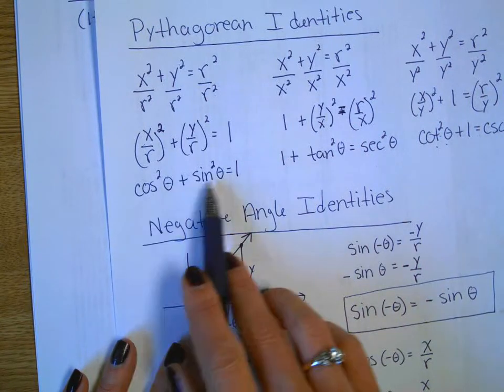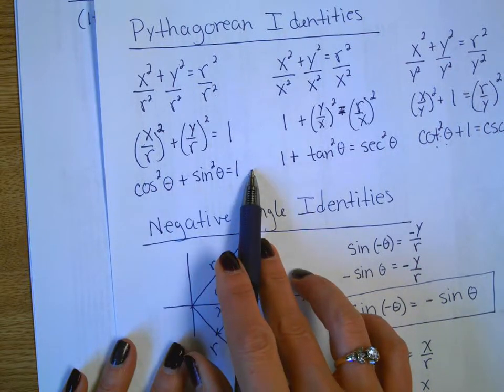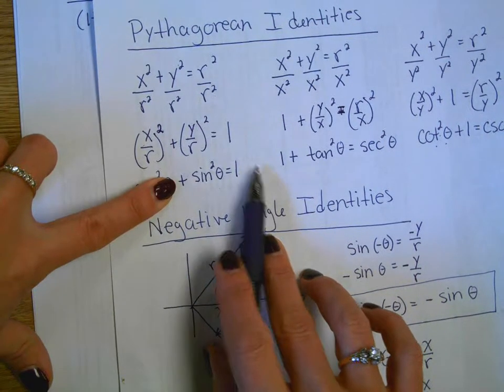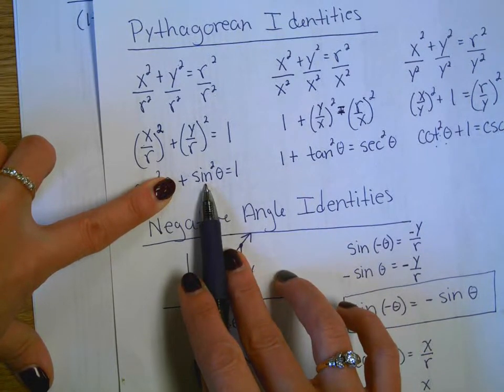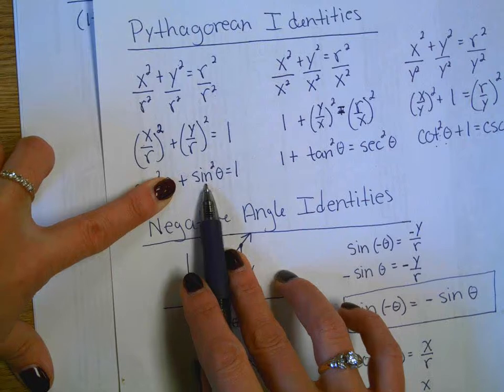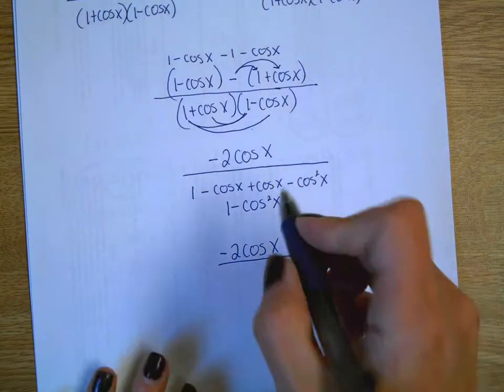Which one are you looking at? This one? Sine squared. Yes. I'm going to subtract the cosine squared. I'll have 1 minus cosine squared. That's gone. What is 1 minus cosine squared going to equal? Sine squared. So that denominator is actually sine squared x.